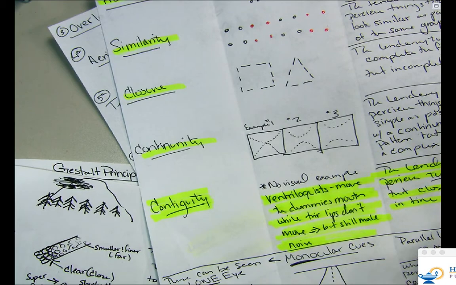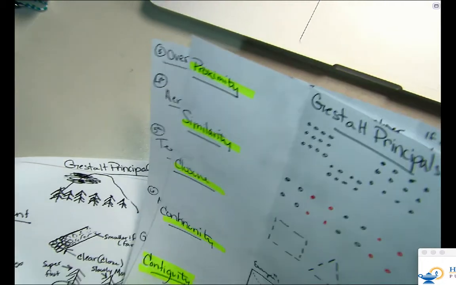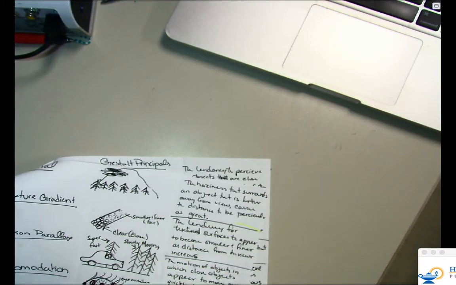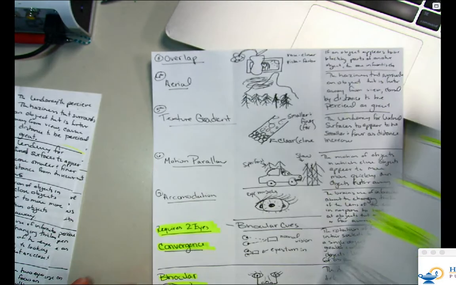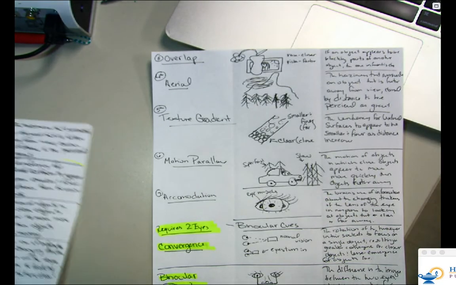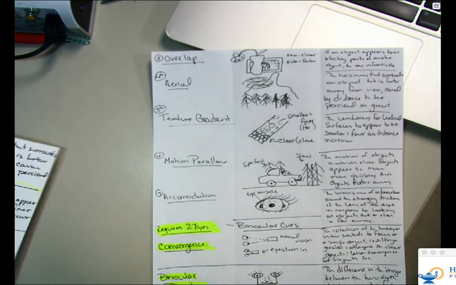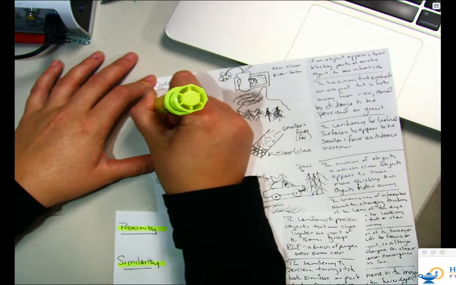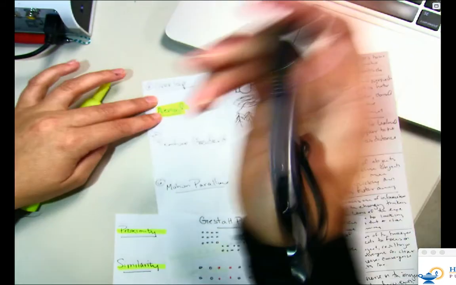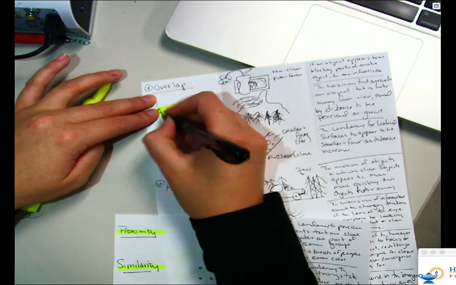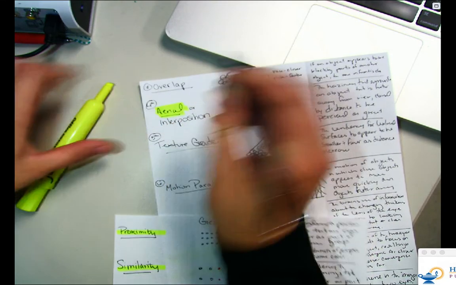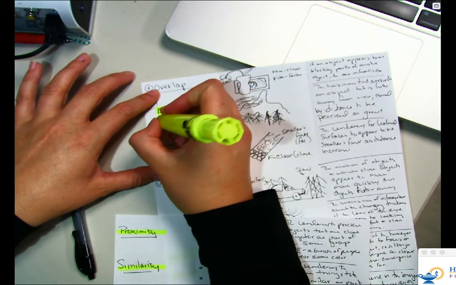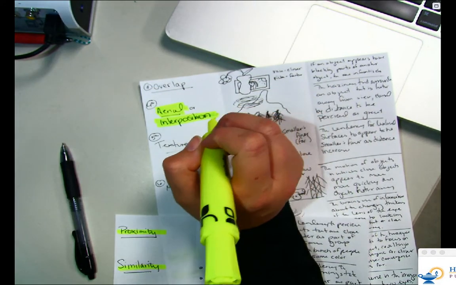Gestalt principles, which are these ones right here, these ones will keep coming back up over and over and over again. Okay, interposition, which we talked about, which is your aerial. Interposition is also known as aerial. So we're going to highlight that. Aerial or interposition is a big one. You have to know that one.